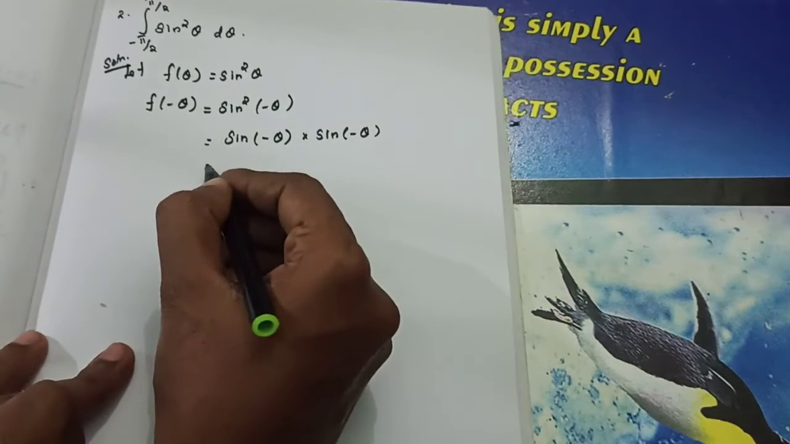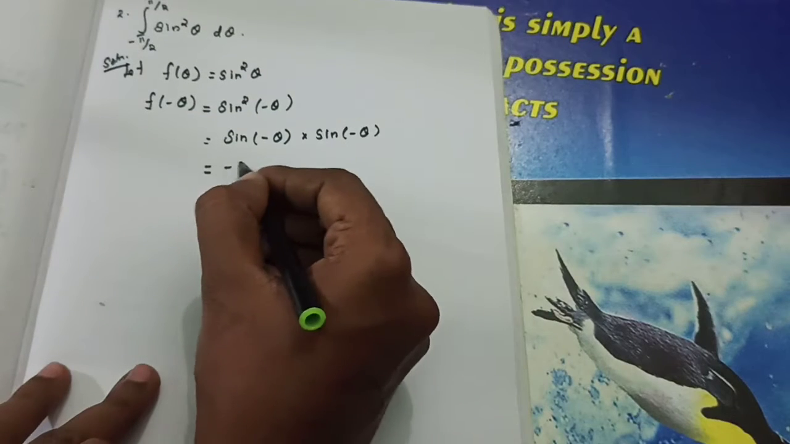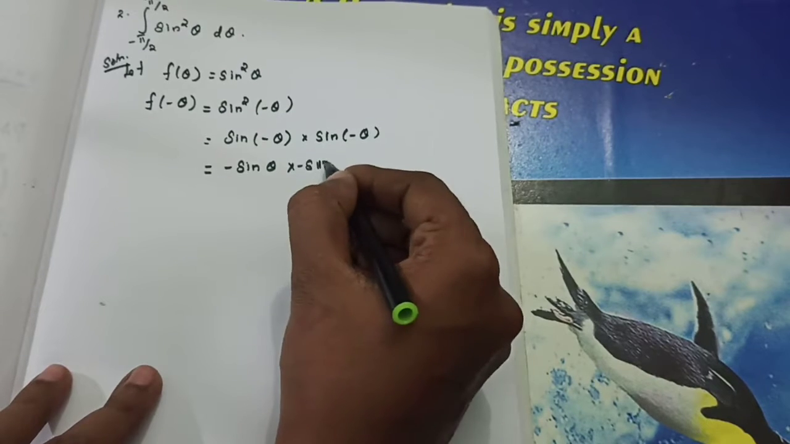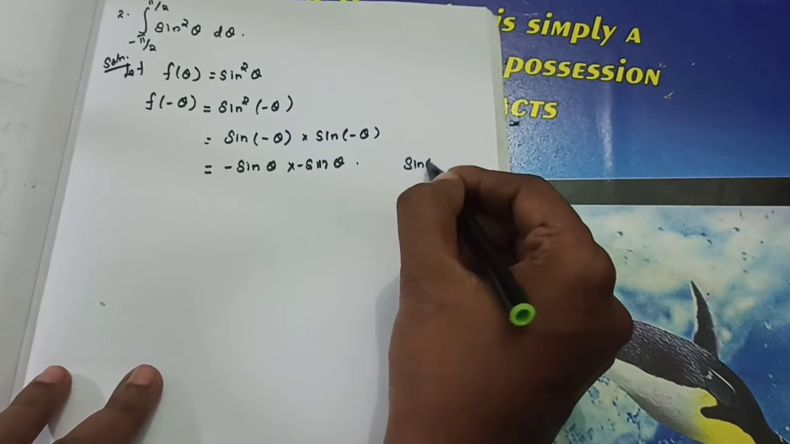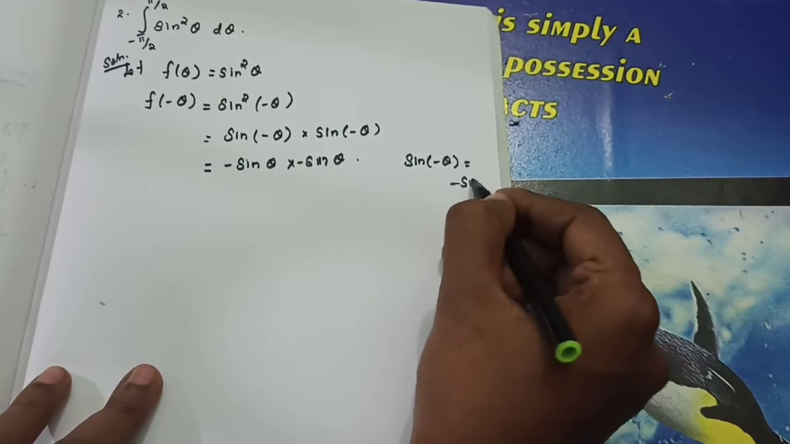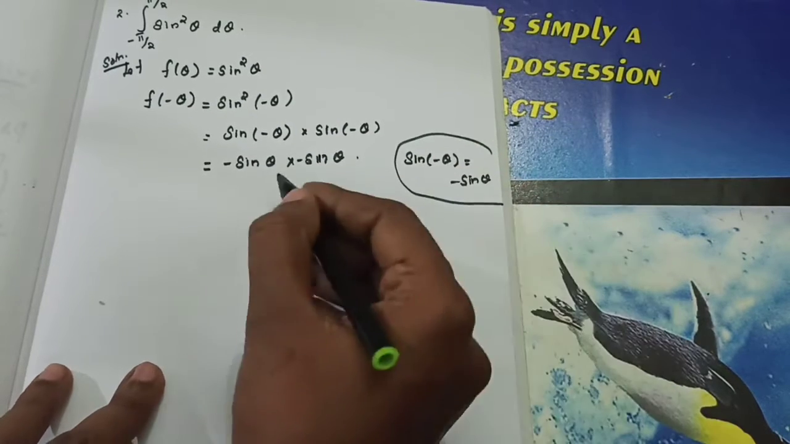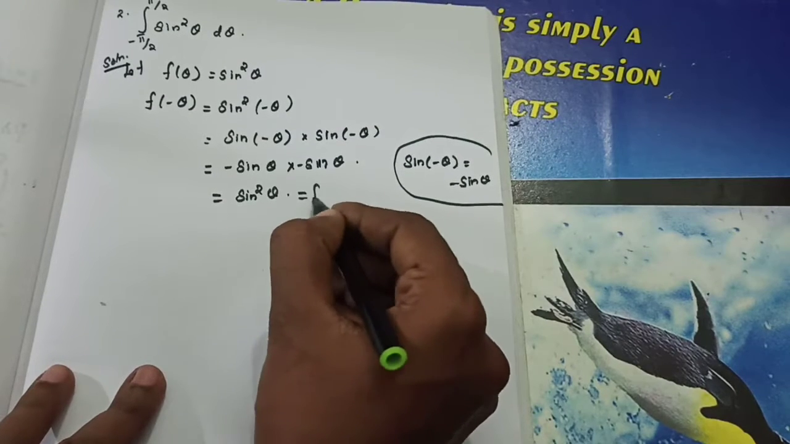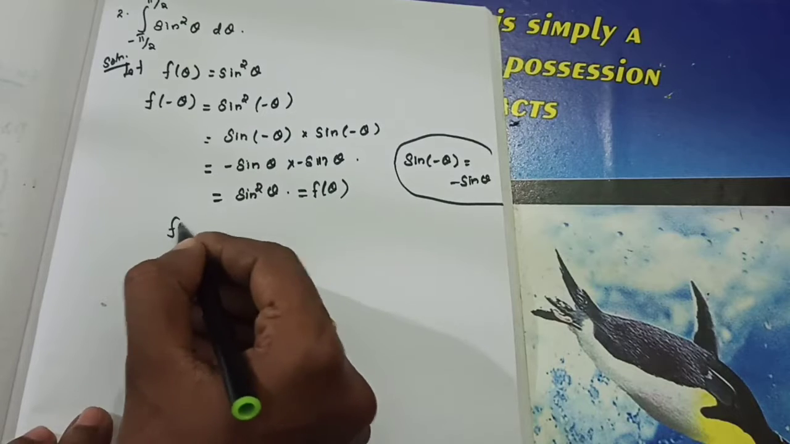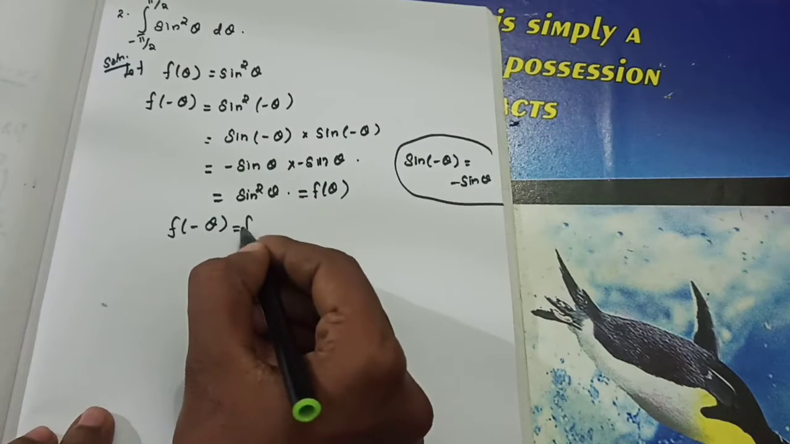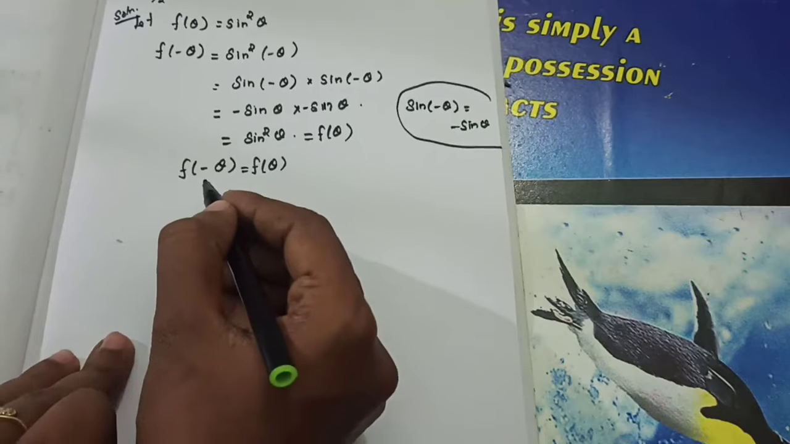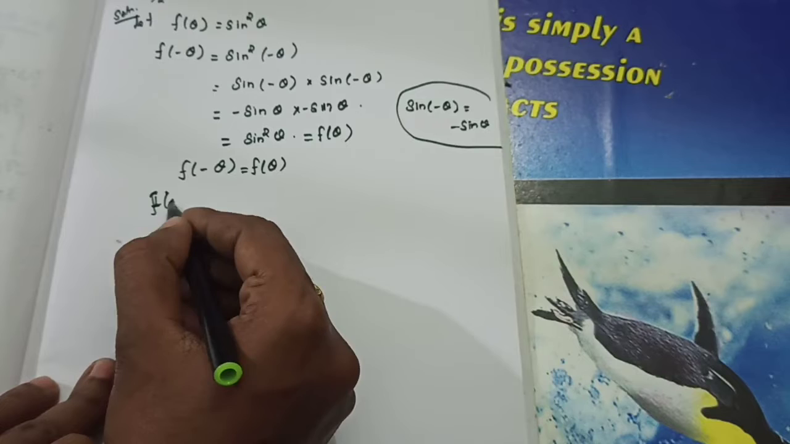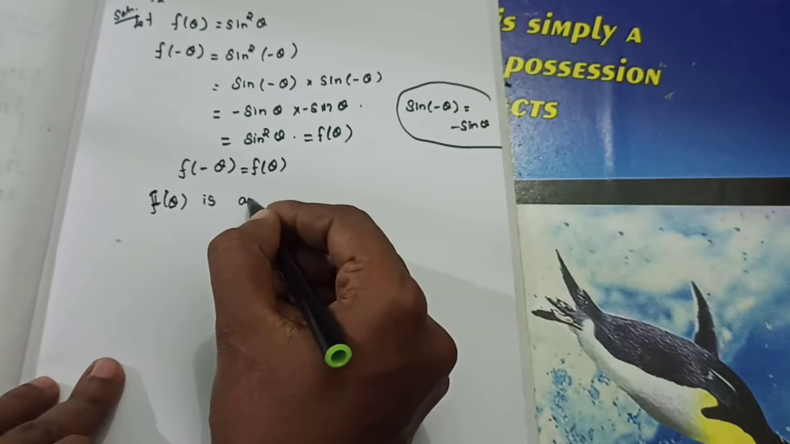Correct? What's the value of sine of minus theta? Minus sine theta. Last year you learned sine of minus theta is equal to minus sine theta. Do you remember? So we will use that one. So minus into minus is plus, is it right? So we will get sine square theta, which is equal to f of theta. So f of minus theta is equal to f of theta. So whether it is an odd function or even function, it's an even function, is it right? So f of theta is an even function.